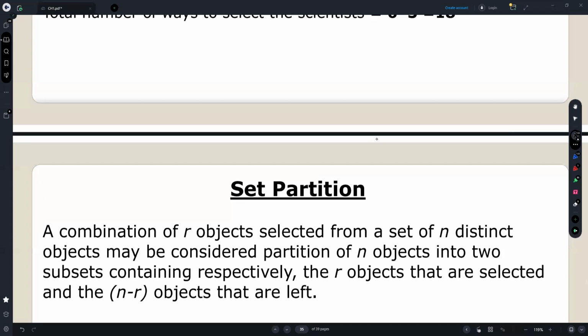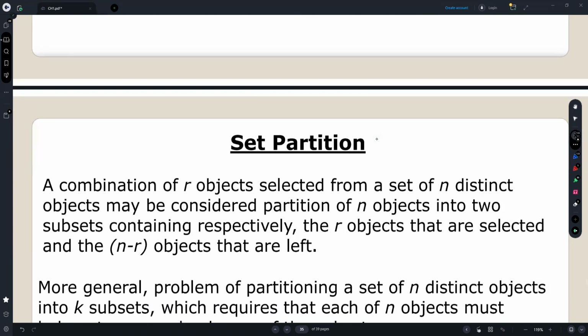When you select R objects out of n, it will automatically divide the total n objects into two: the set of R and the set of the rest, that is n minus R, right? So it is like you are partitioning your total number of objects into two. When you select R objects out of n, you actually partition your total objects into two, one part with R objects, the other part with n minus R objects.